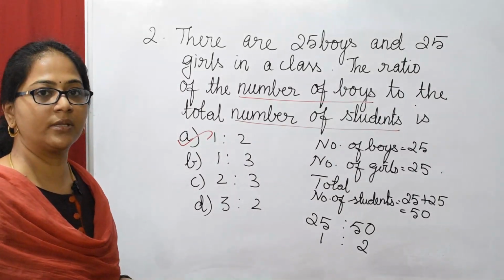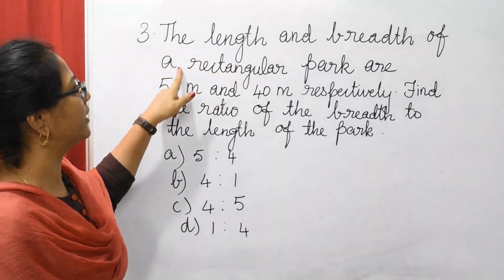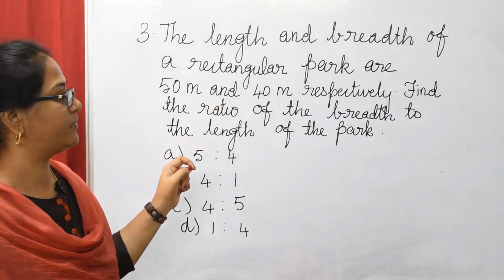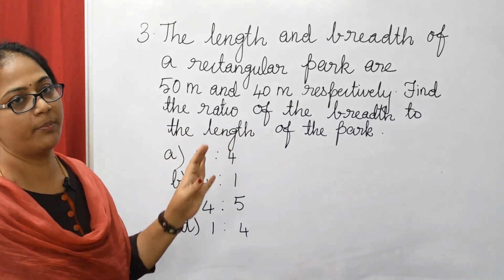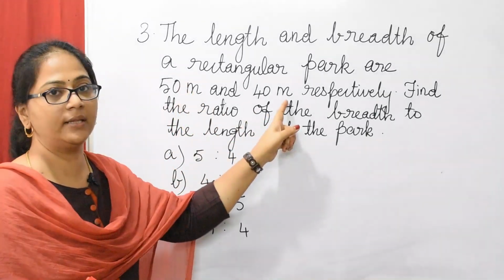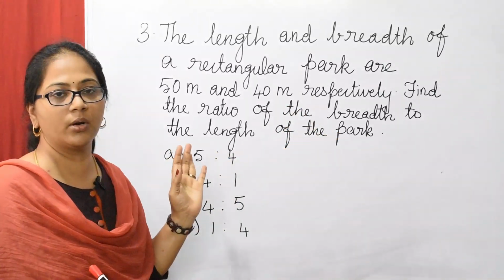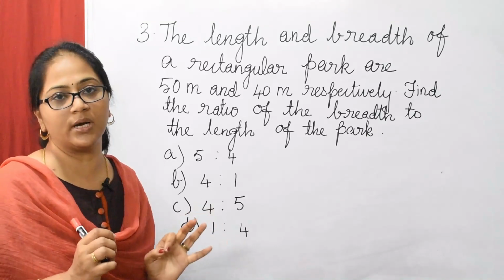Now let's start with question 3. The length and breadth of a rectangular path are 50 meter and 40 meter respectively. Find the ratio of the breadth to the length of the path. See, they have given in the form of length and breadth, but they are asking the ratio in the form of breadth and length. That is a simple twist here. That is where you have to focus.